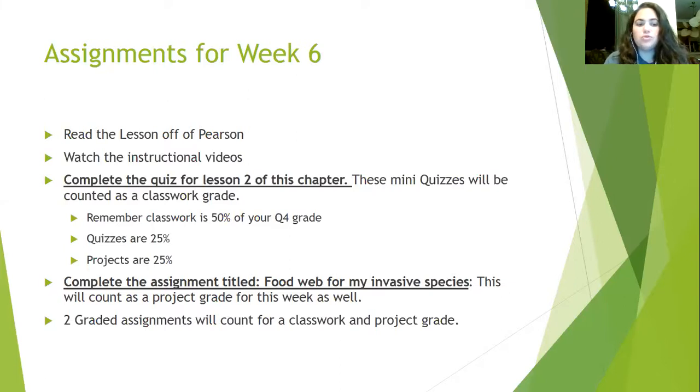All right, so 2 graded assignments will count for classwork, 1 for classwork and 1 for project grade. And in every class, not just mine, you should have 2 graded assignments every week. I will continue to do my best at highlighting each one of those assignments so you do not have to worry about which ones will be graded.